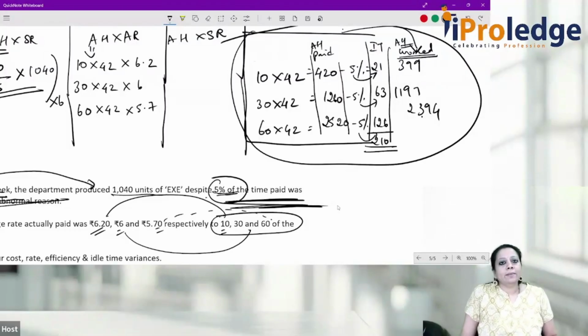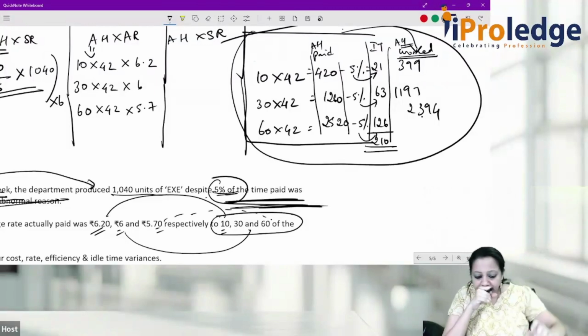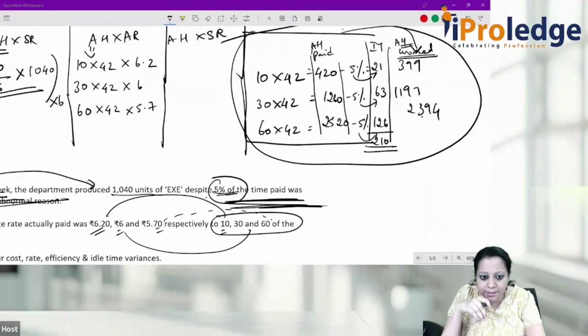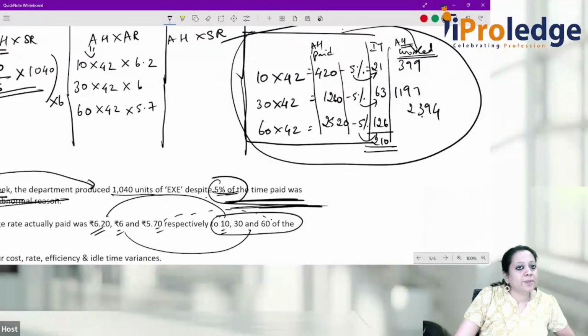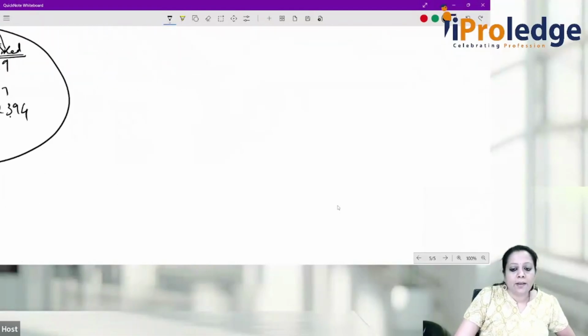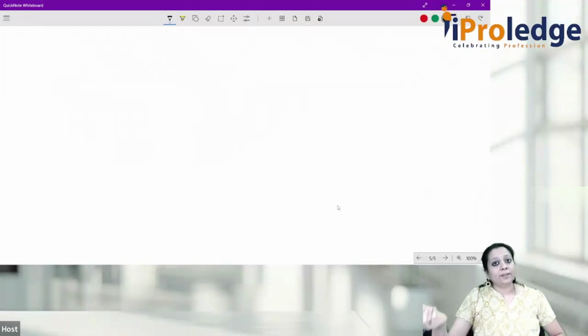If it is normal idle time, generally we will pay for it. Even abnormal idle time, if it is due to the organization's defect. Is the screen visible? Shall we proceed, students? See, now also the same concept, 1 minus 2, 1 minus 3 and all. Whether we take actual hours worked or actual hours paid, that is what we are going to discuss.